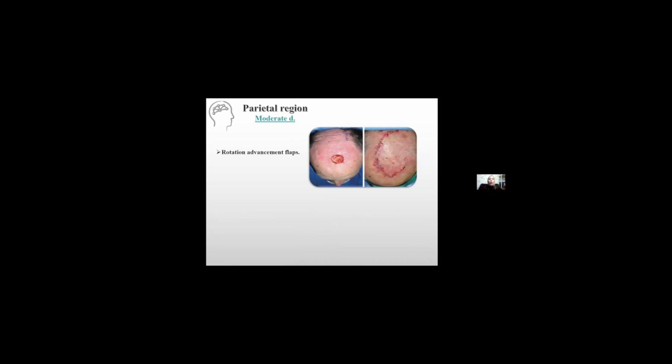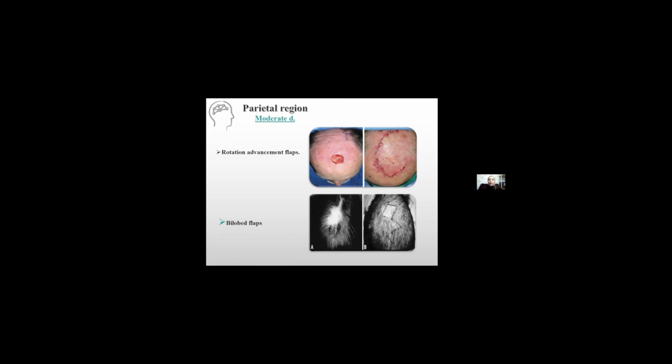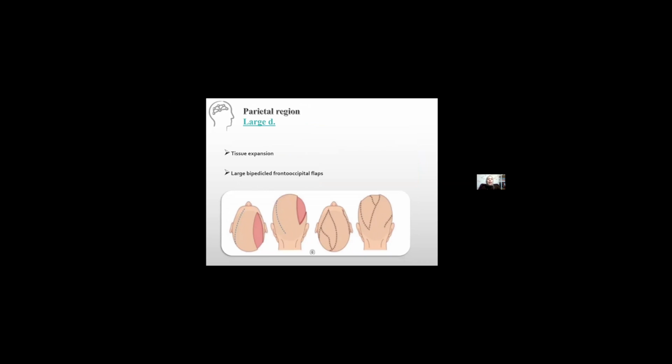Now, for the moderate defect, the flap options are rotation advancement flap, pinwheel flap, and also we can use an S-shaped flap. For the large defect, the first option is tissue expansion, which is a two-stage procedure. The second option is the large bipedicle fronto-occipital flap, and that flap also requires including the arteries from two opposing sides.